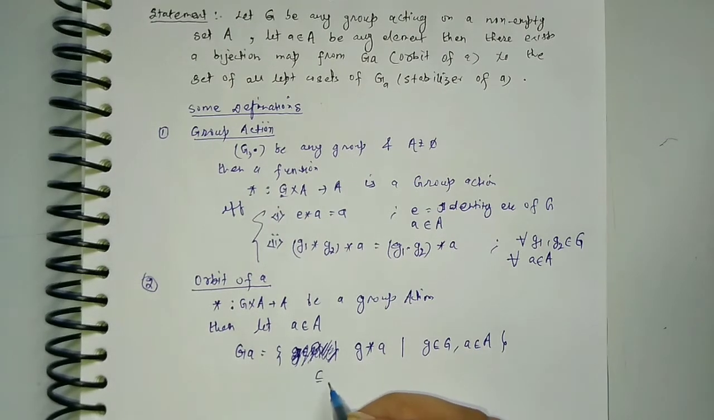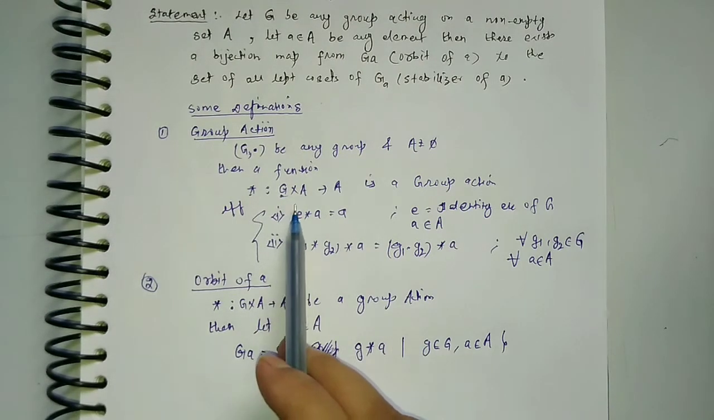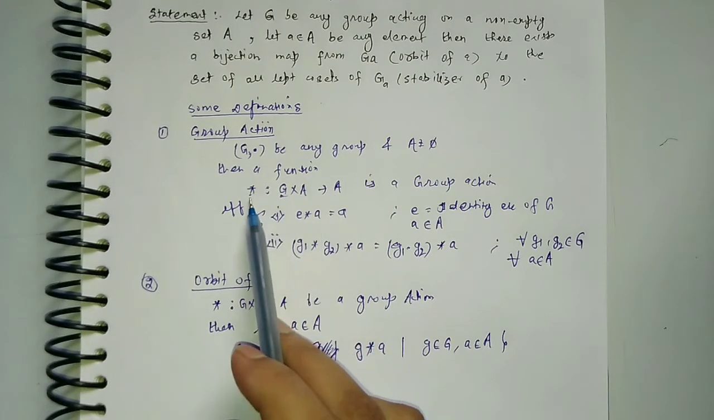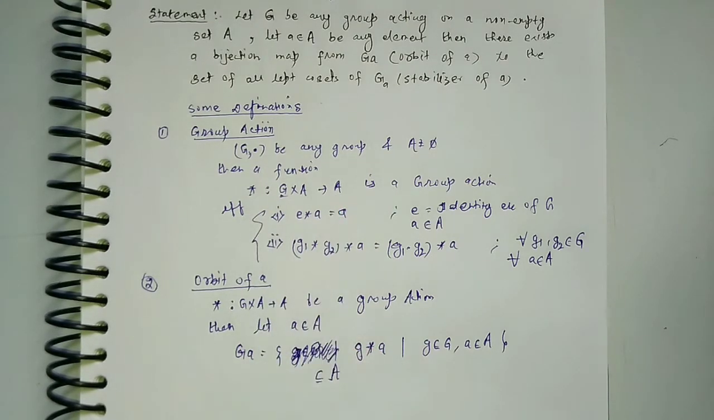And this set Ga is a subset of capital A because the elements of the form g star a belong to the codomain of this function. So this is a subset of capital A.